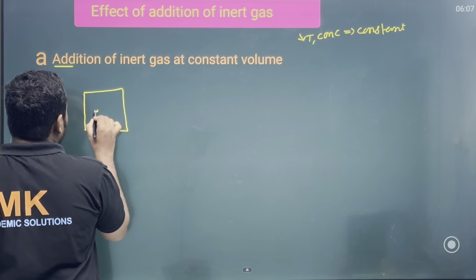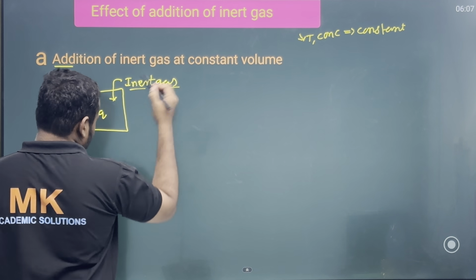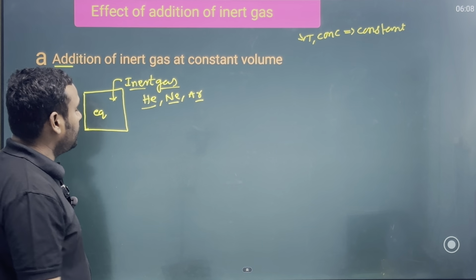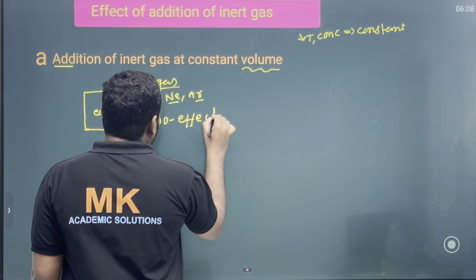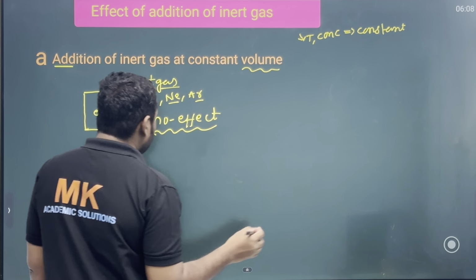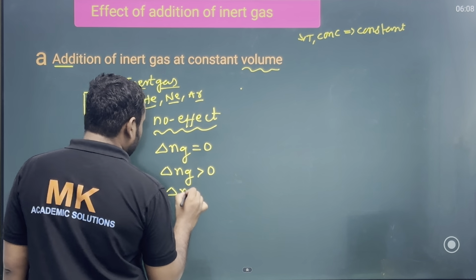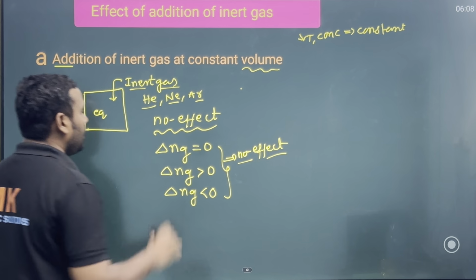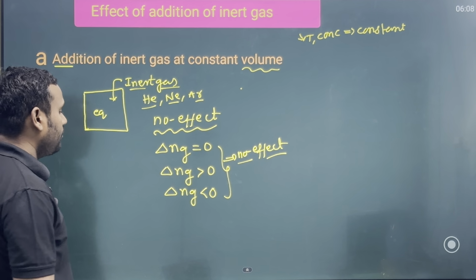So the equilibrium is established. Now here we are going to add the inert gas like helium, neon, argon, etc. When we add these inert gases at constant volume, there is no effect. At constant volume there is no effect. Whatever the case you take, delta Ng equal to 0, delta Ng greater than 0, or delta Ng less than 0, whatever the condition you take, no effect. There is no change in the volume, so there is no effect on the state of equilibrium at constant volume.